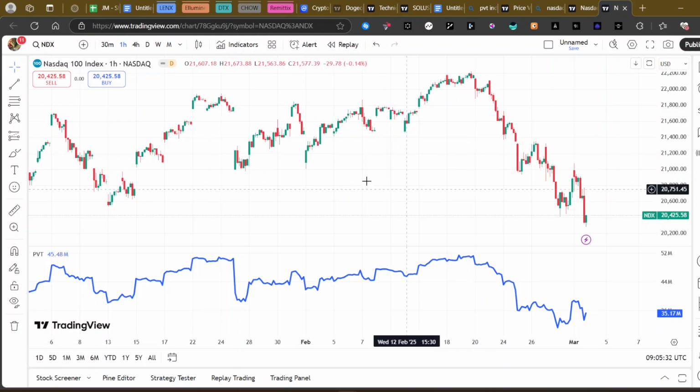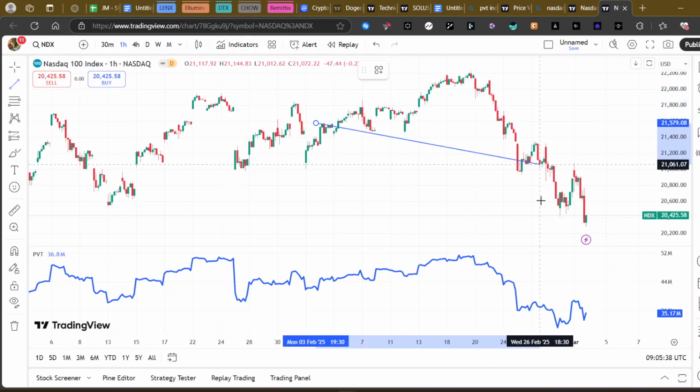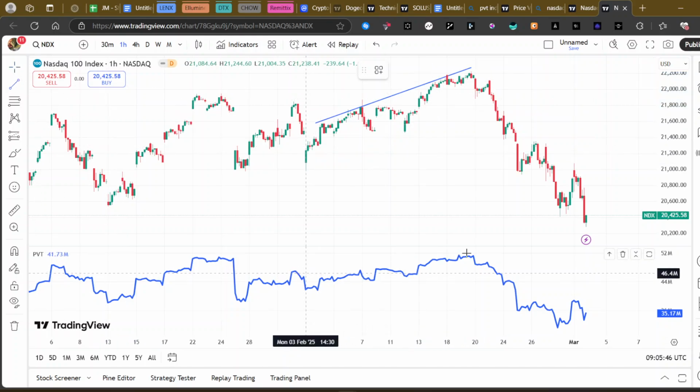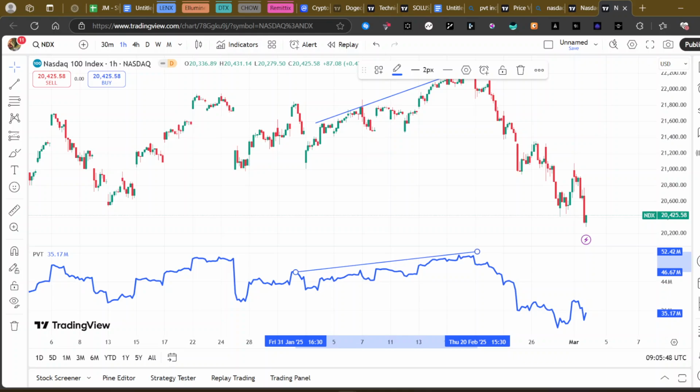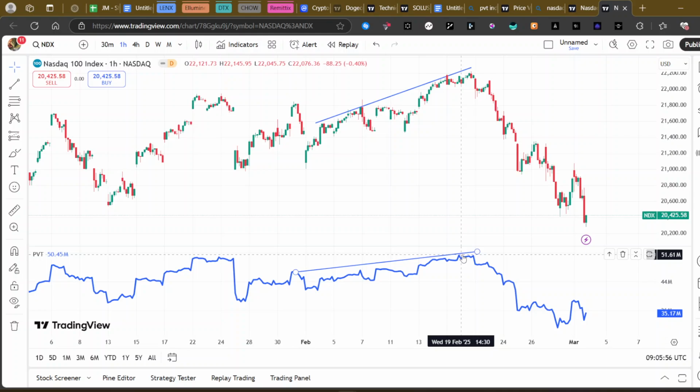If price is making higher highs and the PVT is also rising, like what we can see here, that tells us that the uptrend is backed by volume, making it more reliable. The first and simplest use of PVT is confirming trends, okay? So you have to take note of that.